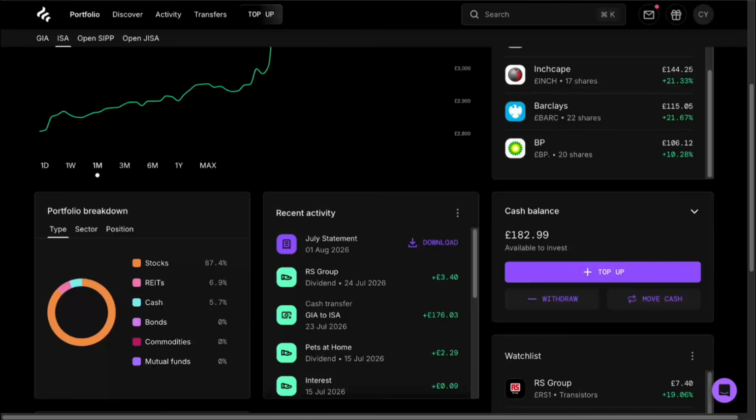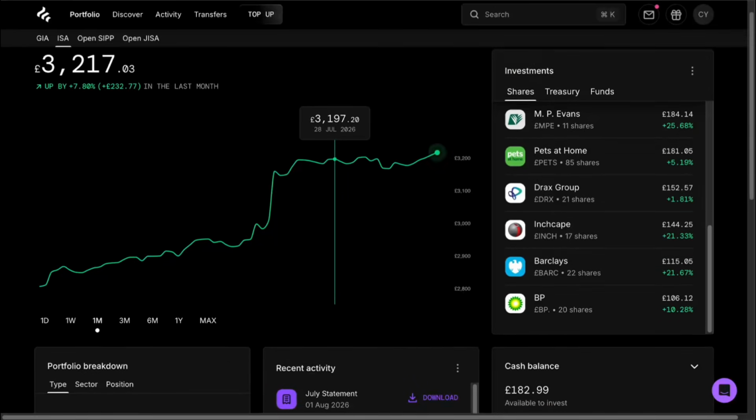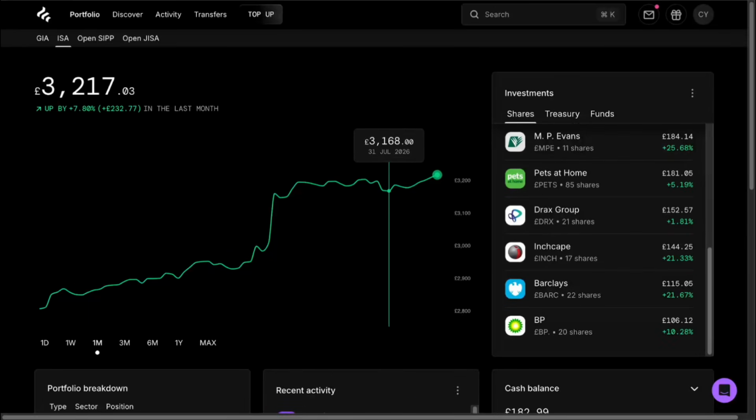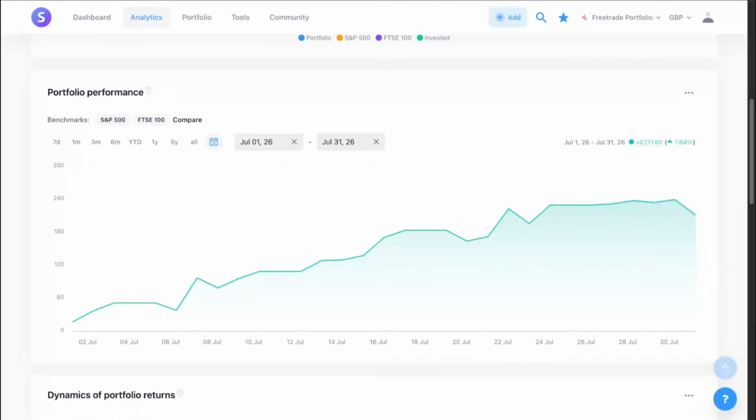So before we invest that money, let's take a close look at how the portfolio has performed over this past month. Over this past month, my portfolio has performed incredibly well.